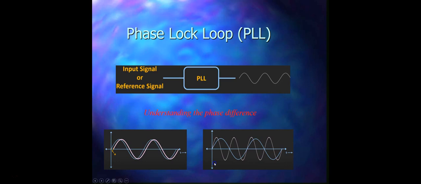Whereas in the right picture, the two waveforms start at the same time, but they are of different frequency. You can see how different they are: this is different and the frequency of this is different. In this case, the phase difference is continuously changing with time. So in the phase locked loop, the system basically synchronizes the output signal with the input signal in phase as well as in frequency, and that is what we want to achieve.